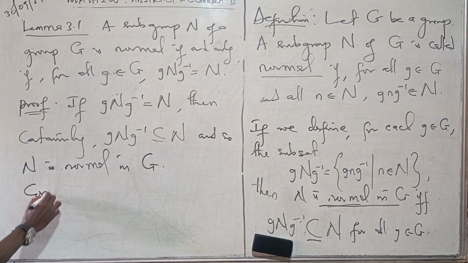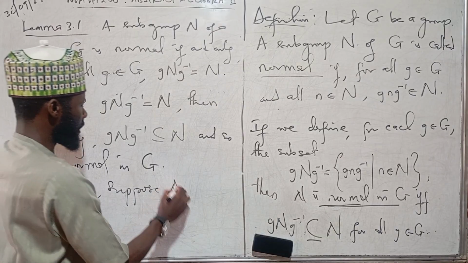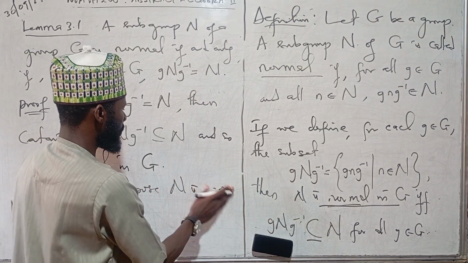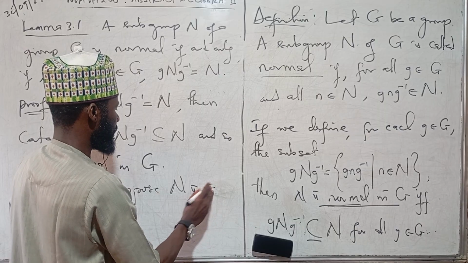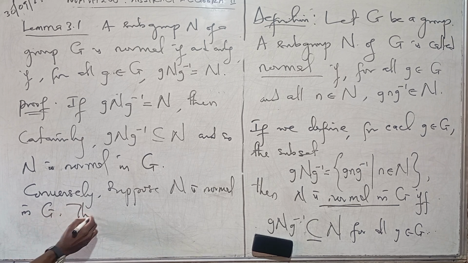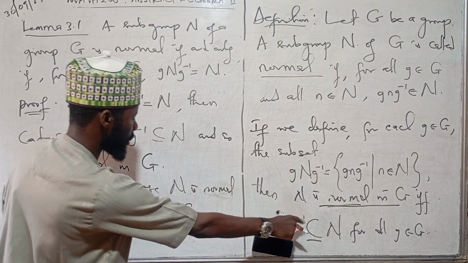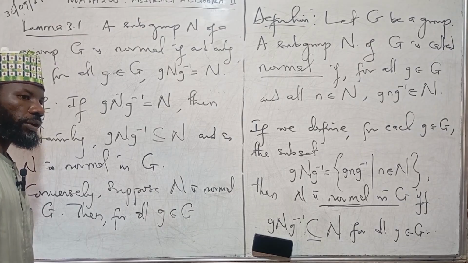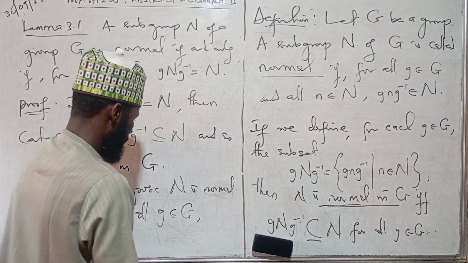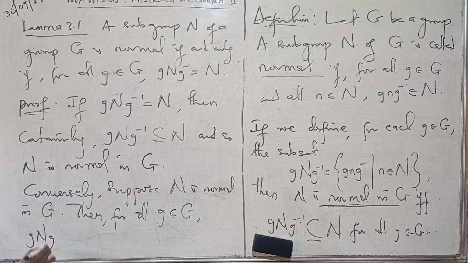So conversely, suppose N is a normal subgroup of G, that is, it is normal in G. Then, if you say it is normal in G, it means for all g in G, the defining condition holds: gNg inverse is a subset of N. So what remains is to show the reverse inclusion, and then equality will happen.